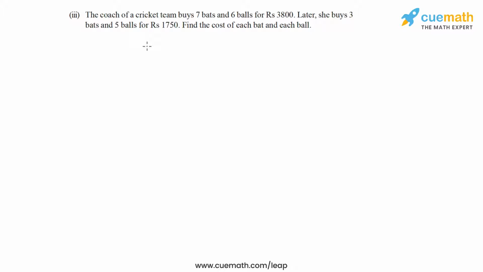The third problem in this question says, the coach of a cricket team buys 7 bats and 6 balls for 3,800 rupees. Later, she buys 3 bats and 5 balls for 1,750 rupees. Find the cost of each bat and each ball. So the two unknowns in this situation are the cost of each bat and the cost of each ball. So let's assume some variables for these two unknowns.